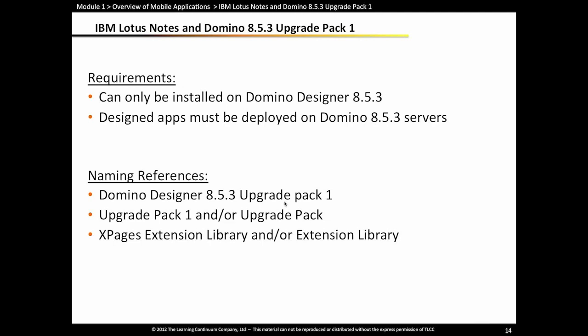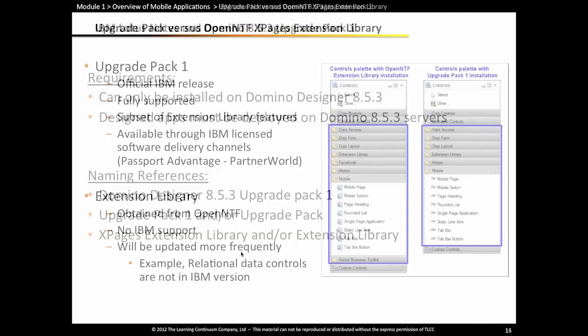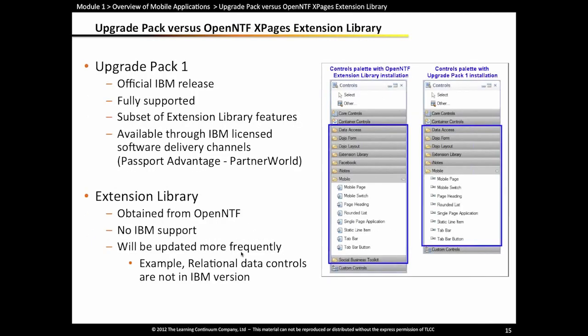And then, again, on the naming references, you're going to hear it called Upgrade Pack 1, Upgrade Pack, Extension Library. So again, we're comparing and contrasting those two things. Upgrade Pack 1 is a subset of the original content from the Extension Library. In the Extension Library, the tools typically get updated significantly more often. At one point we were getting weekly updates. They just did another drop within the last two weeks, and they hadn't had one since January.